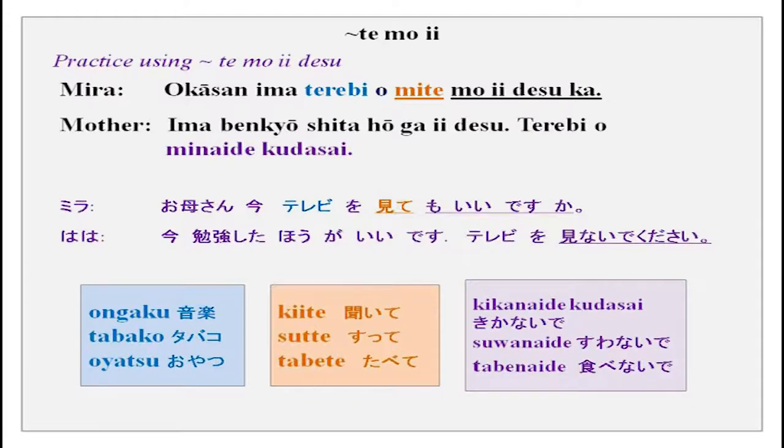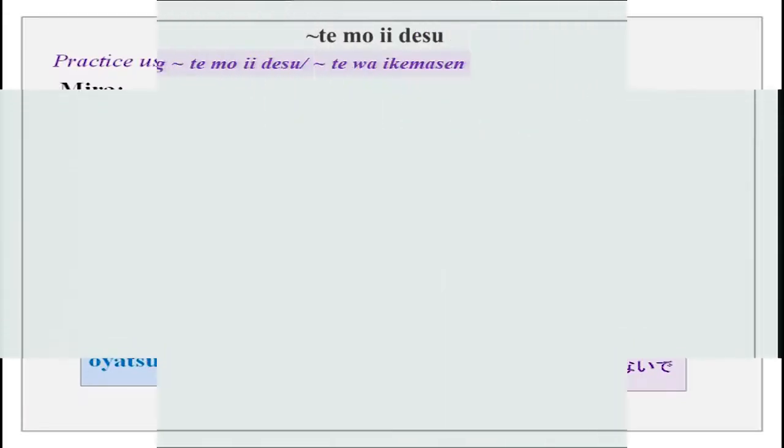Or you are going to have dinner and just half an hour before dinner, you want to have oyatsu, which is snacks. So, naturally, okasan will say, oyatsu wo tabenai hou ga ii desu. Ima oyatsu wo tabenai de kudasai. So, that is how you will use, and you can ask, okasan ima oyatsu wo tabete mo ii desu ka? Tomodachi ni, probably you could ask, tabako wo sutte mo ii desu ka? Ongaku wo kiite mo ii desu ka? Any of these.